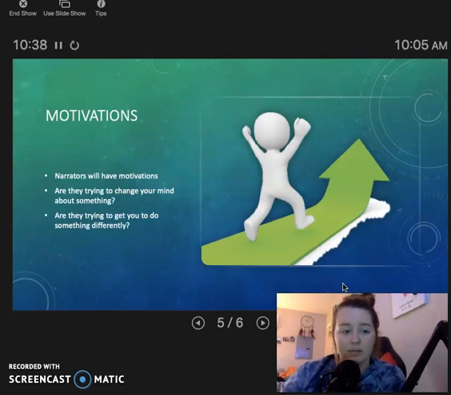So narrators are going to have motivations when telling a story. Think about, is the narrator going to try to change your mind about something? Are they trying to get you to do something differently? If the narrator is trying to change your mind about something, their perspective on the story is going to change. The way they tell the story is going to change because they're trying to persuade you to do something or to change your mind about something. So the way the story is going to be told is completely different compared to if they weren't trying to get you to do something.